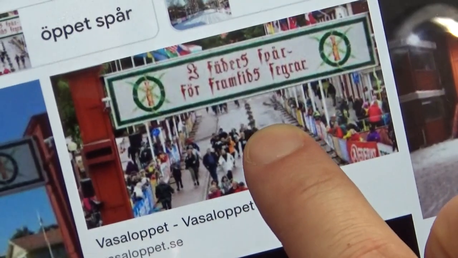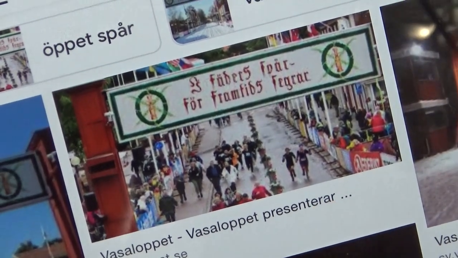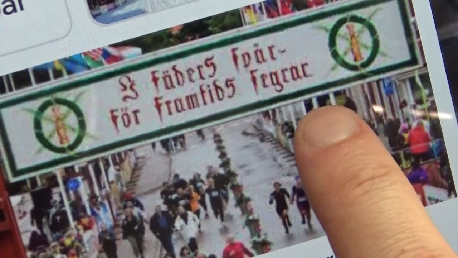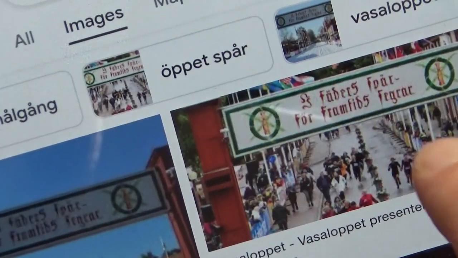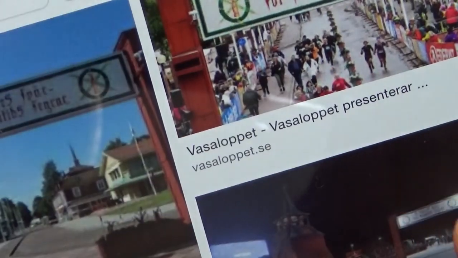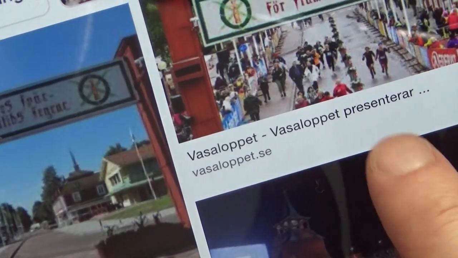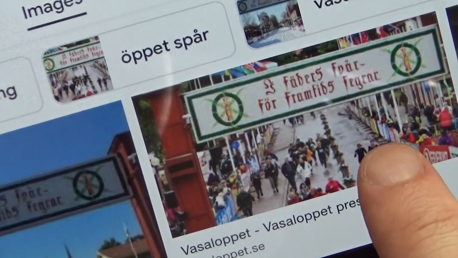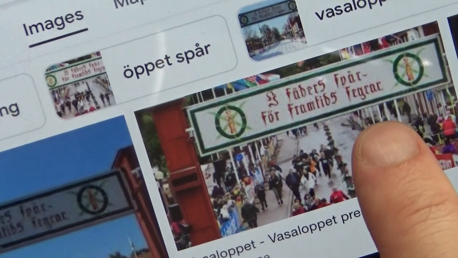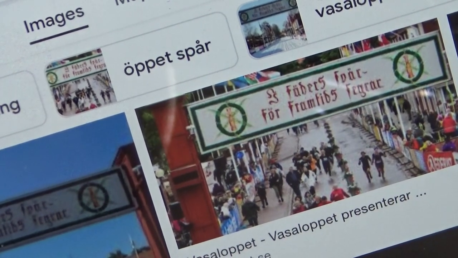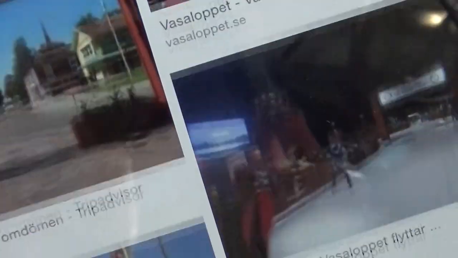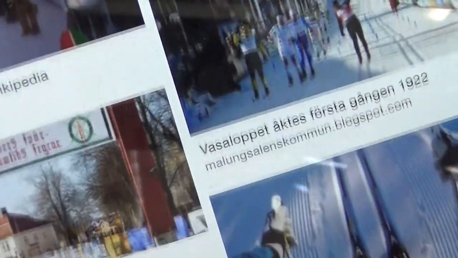This is the portal. The text was about... what does it say? I fäders spår för framtida segrar. For future victories. In fathers' tracks. There we have it.